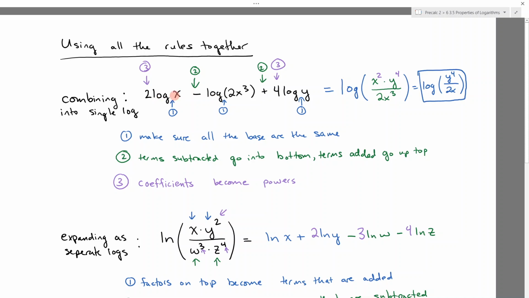So this x, the coefficient is 2, so it becomes x squared. The 2x cubed doesn't have a coefficient, so we don't need to write anything extra here. And finally the y, the log of y has coefficient 4, so when we combine it, it becomes y to the 4th. Finally, we combine everything, and we see that we have an x squared and x cubed. X squared on top, x cubed on the bottom, so we can cancel that. So it becomes log of y to the 4th over 2x.